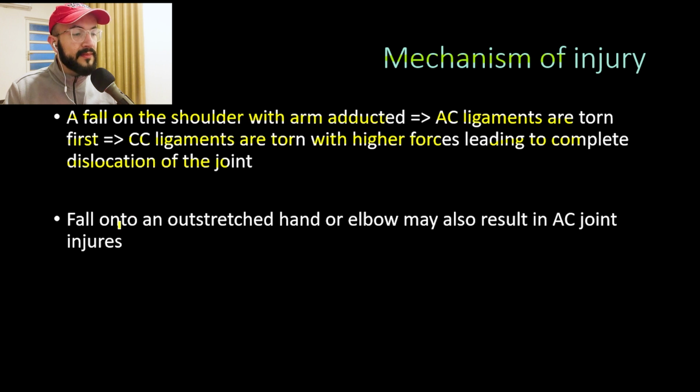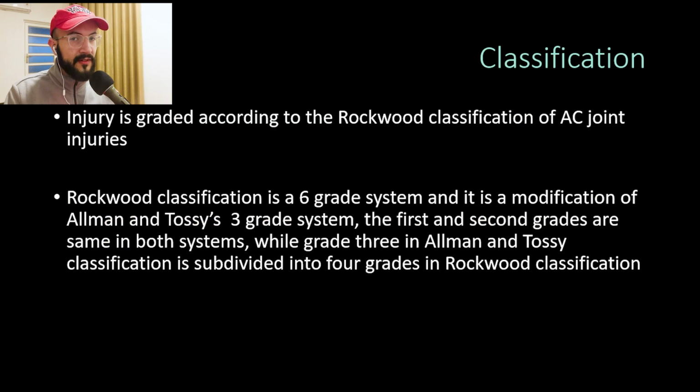Another mechanism is when there is a fall onto the outstretched hand or elbow, which may also result in AC joint injuries. Now let's move on to talk about how these injuries are classified.